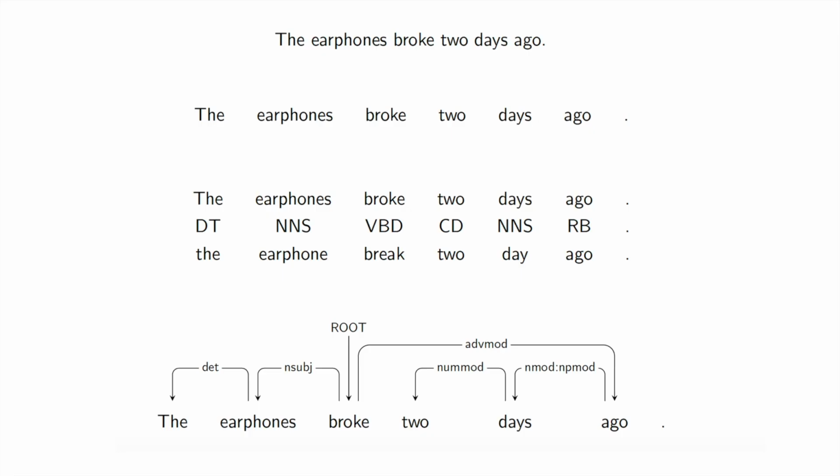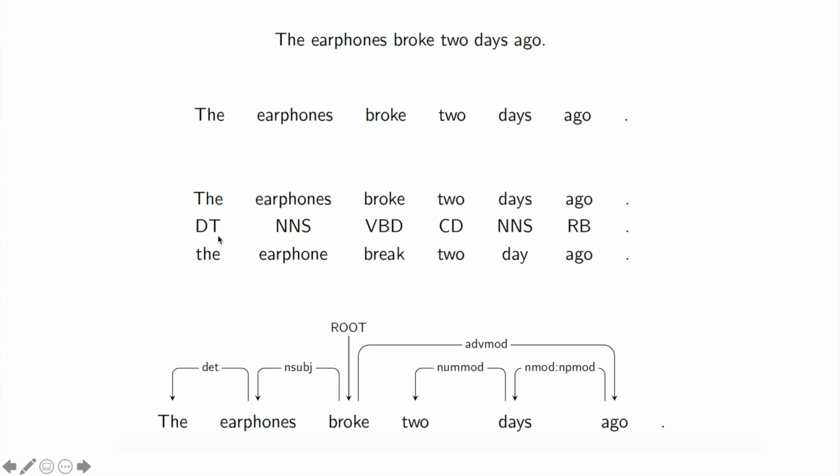Here is an example. It is how the data has been broken down. The sentence is, the earphones broke 2 days ago, and you see the sentence has been split into words, and then we have the parse tree here, but at the same time we know what each word is.